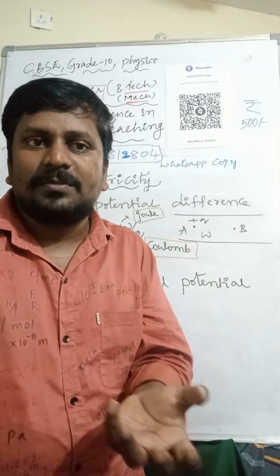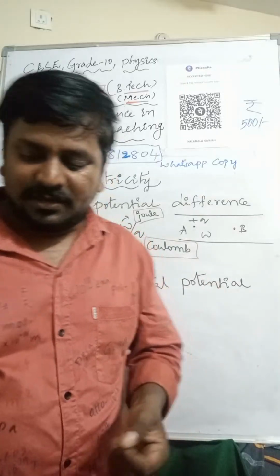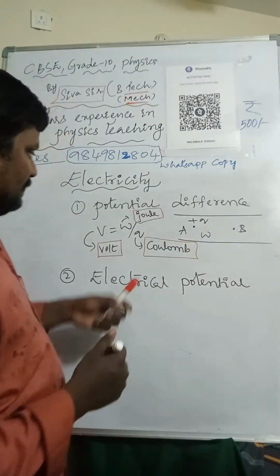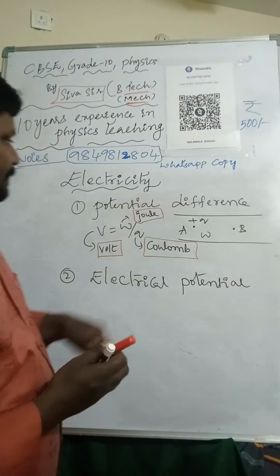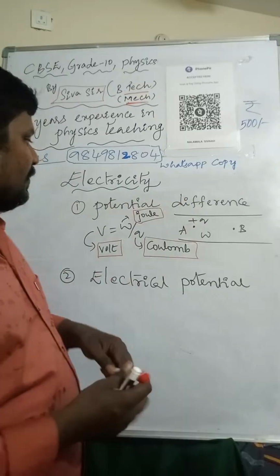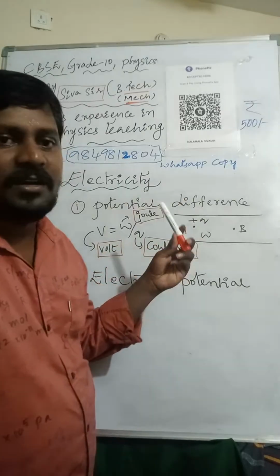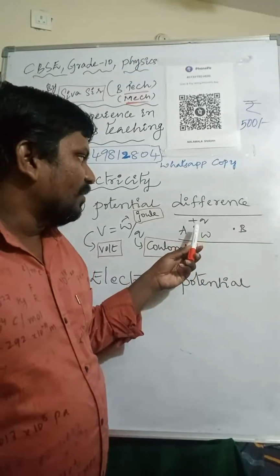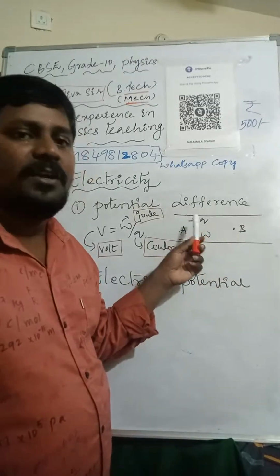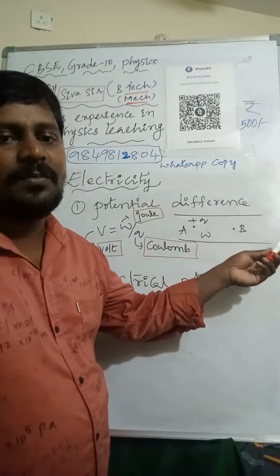Okay, including problems also I'll explain. Clear? Now we can go with that. This is the potential difference. A potential difference is nothing but the work done to bring a unit positive charge from one point to another point.